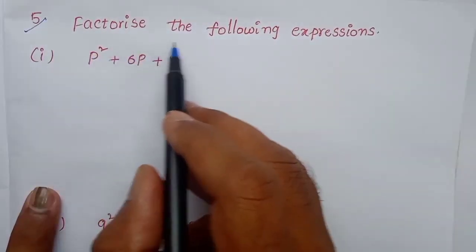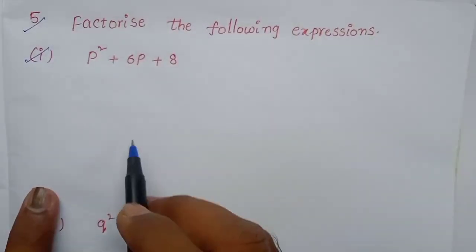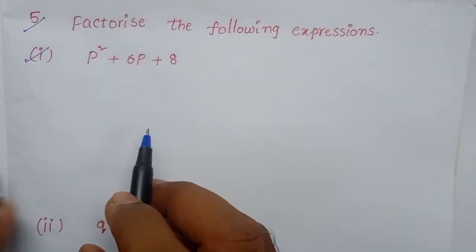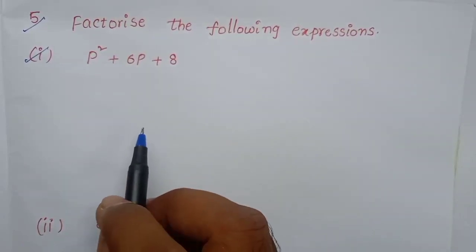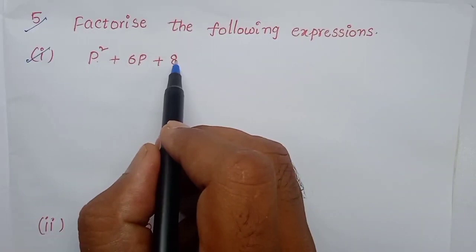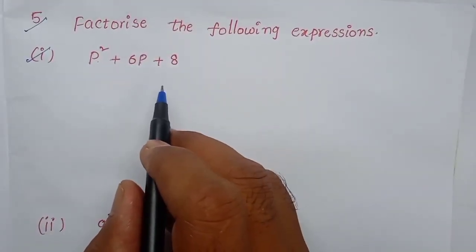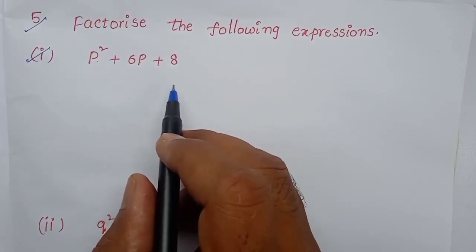ఫిఫ్త్ క్వశ్చన్, ఫ్యాక్టరైజ్ ద ఫాలోయింగ్ ఎక్స్ప్రెషన్స్. ఈ టైప్ ఆఫ్ ఎక్స్ప్రెషన్స్ యొక్క ఫ్యాక్టరైజేషన్ అనేది మోస్ట్ ఇంపార్టెంట్. మనకు ఫర్దర్ క్లాసెస్లో కూడా, హైయర్ క్లాసెస్లో దీని యొక్క యూజ్ ఉంటుంది. సి, p స్క్వేర్ మైనస్ 6p ప్లస్ 8. దిస్ ఈజ్ నాట్ యాన్ ఐడెంటిటీ. మరి దీన్ని ఏ విధంగా మనము ఫ్యాక్టరైజ్ చేస్తాం అనేది క్లియర్గా తెలుసుకునే ప్రయత్నం చేద్దాం.